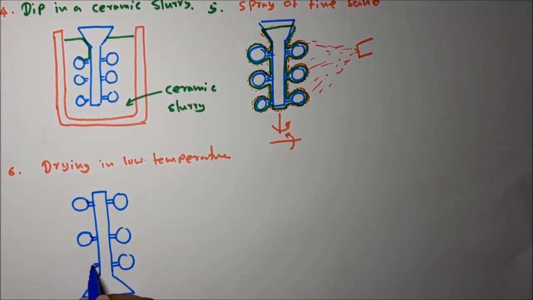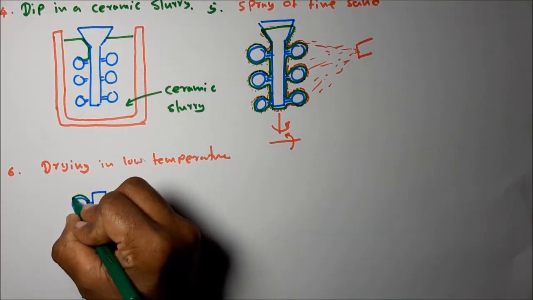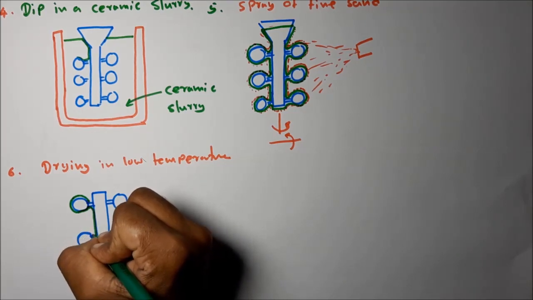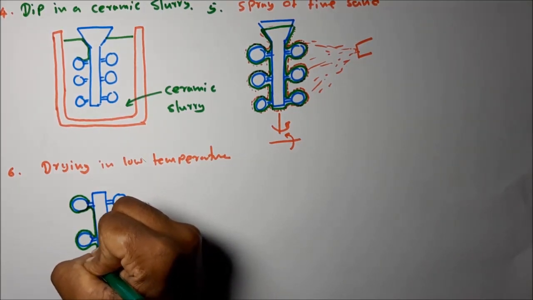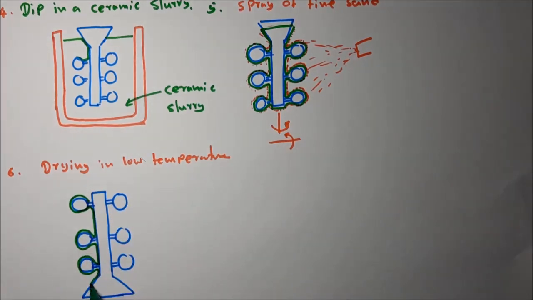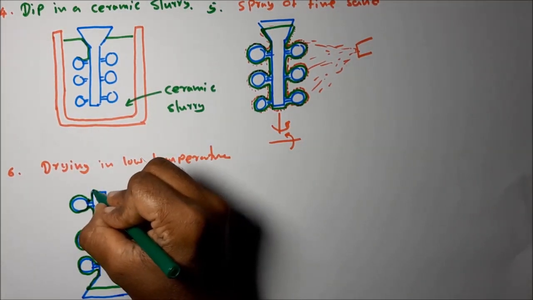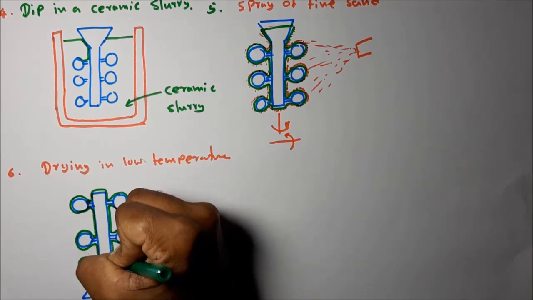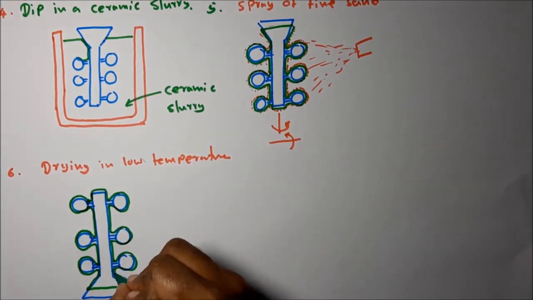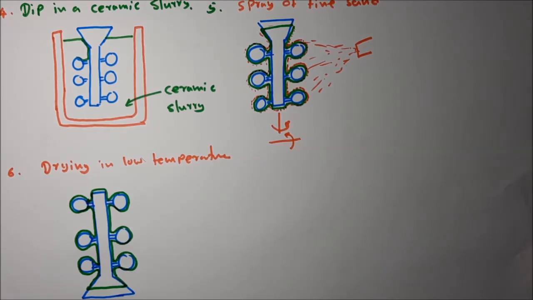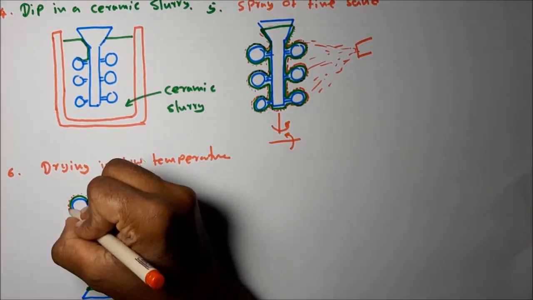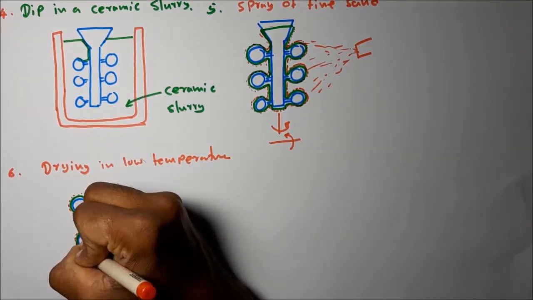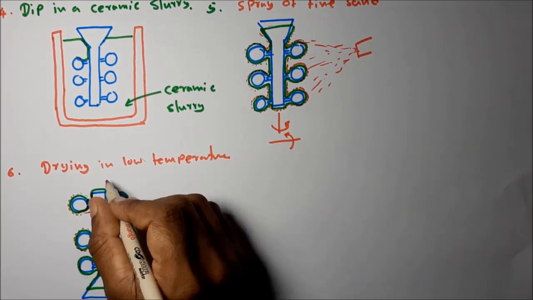So this is the wax pattern. Then the outer shell has formed, this ceramic layer. You can see the ceramic layer has formed, and then the fine sand layer.